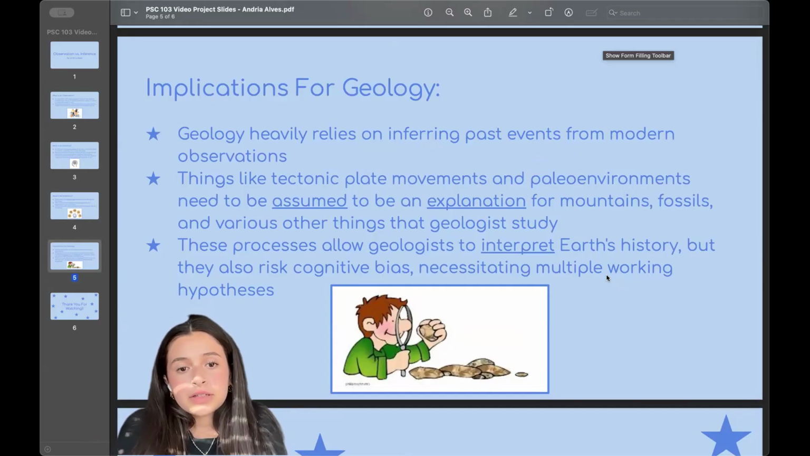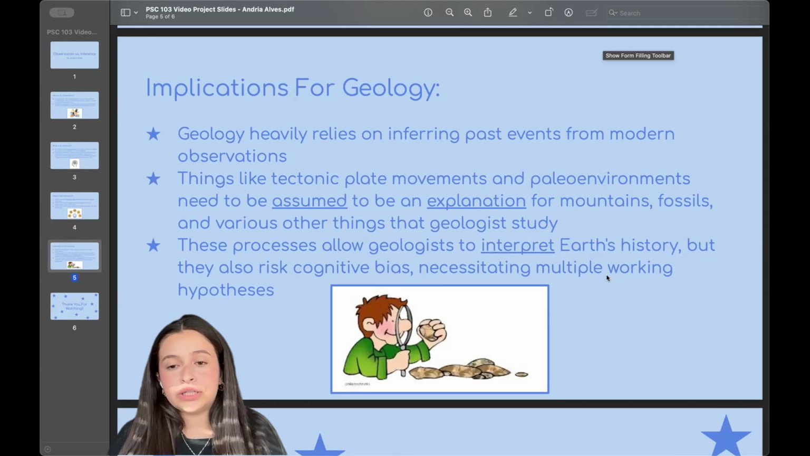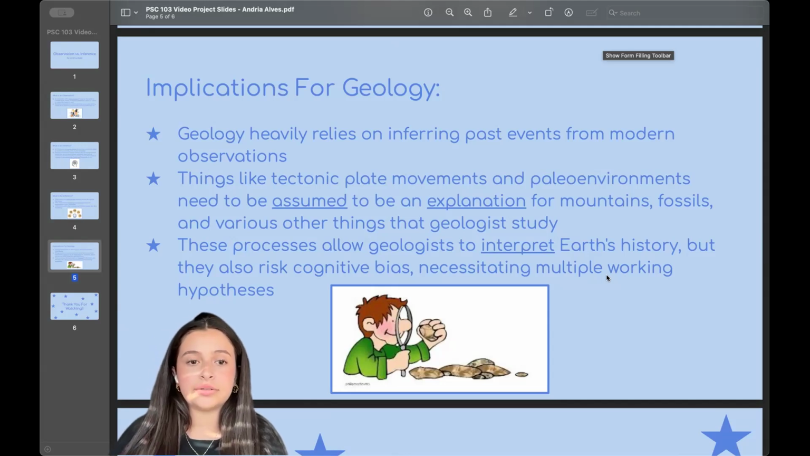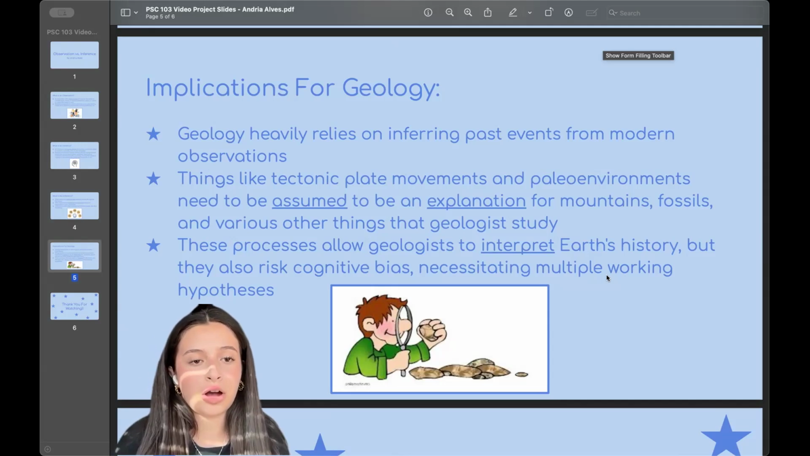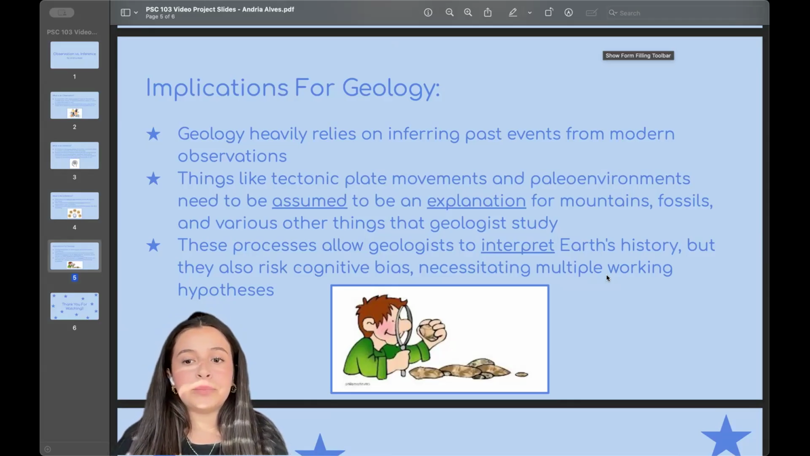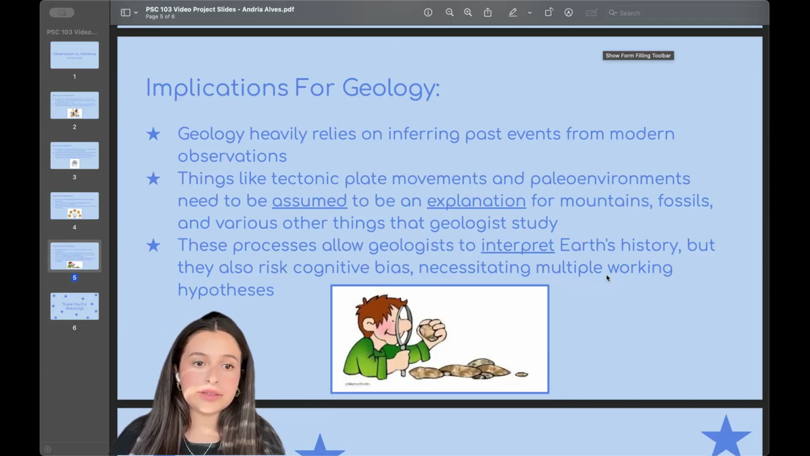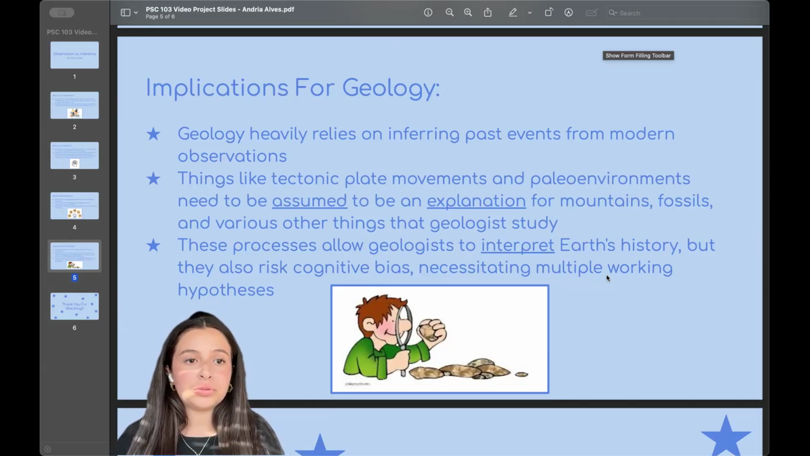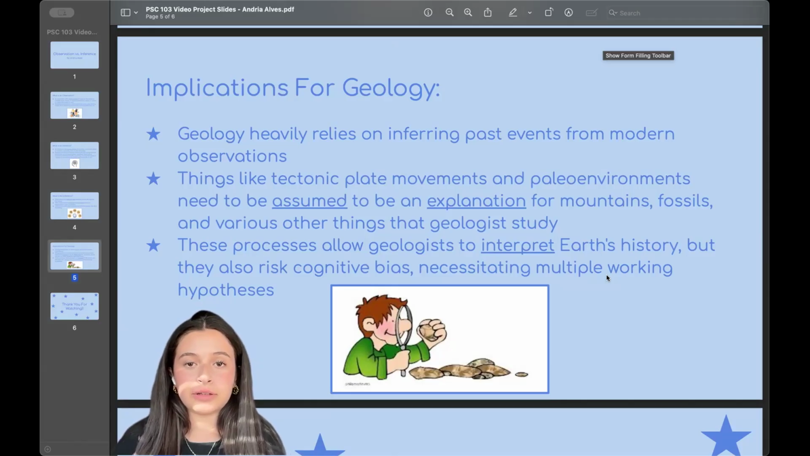These processes allow geologists to interpret Earth's history, but they also risk cognitive bias, necessitating multiple people to work on a hypothesis. This is often why multiple scientists pitch in their ideas and their interpretations of their observations, just to make sure that there is no bias in the work that they're doing.